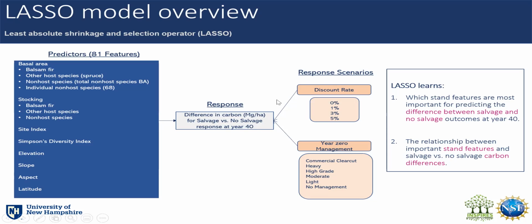For our carbon values, we had a number of scenarios, 0 to 5% discount rate scenarios. These treatment scenarios here are actually the residual stand conditions, so what the stand looks like at year 0 when an outbreak occurs. For example, if a heavy cut had previously been done, then there's not going to be a lot of volume to salvage when an outbreak hits. If no management had previously been done, then there's likely going to be more volume that needs to be salvaged in that scenario. So the lasso model takes these predictors and figures out which are the most useful for predicting our carbon response, and what the relationships are between those predictors and our response.